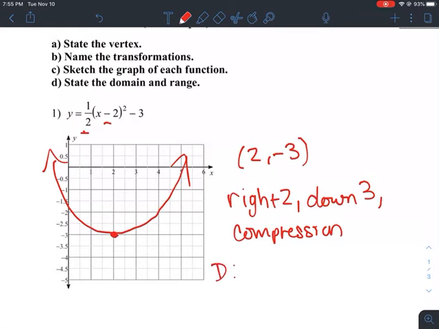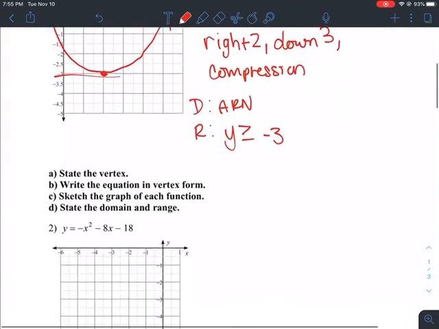As far as domain and range, domain for quadratics is always all real numbers, and range, because everything's above the vertex, I'm going to say y is greater than or equal to -3. Okay.